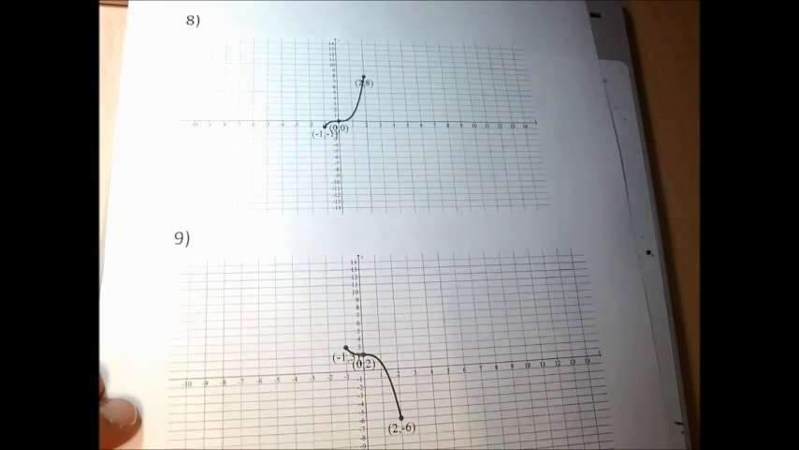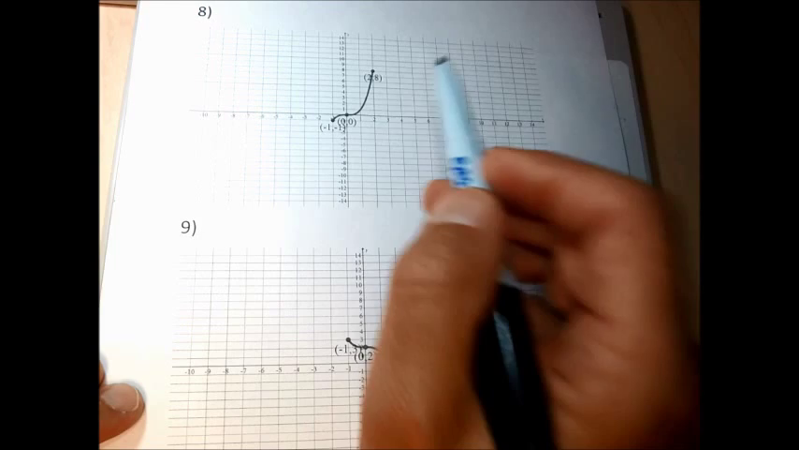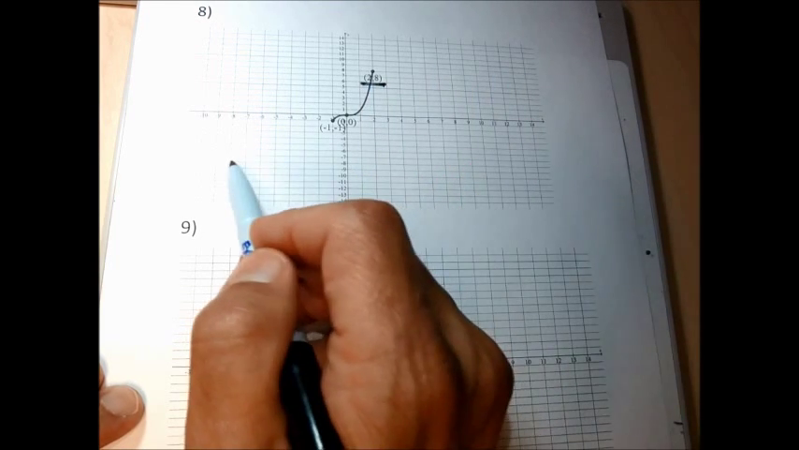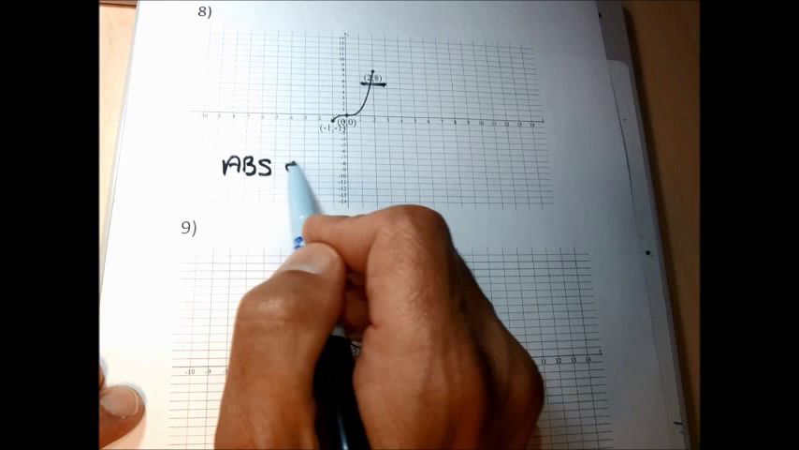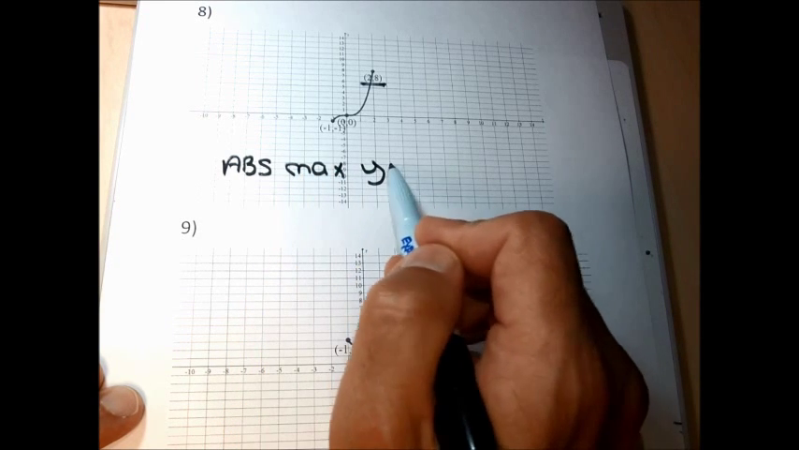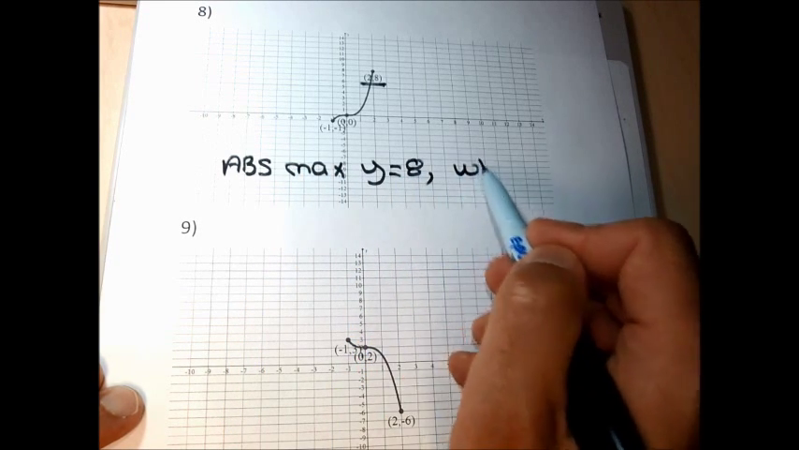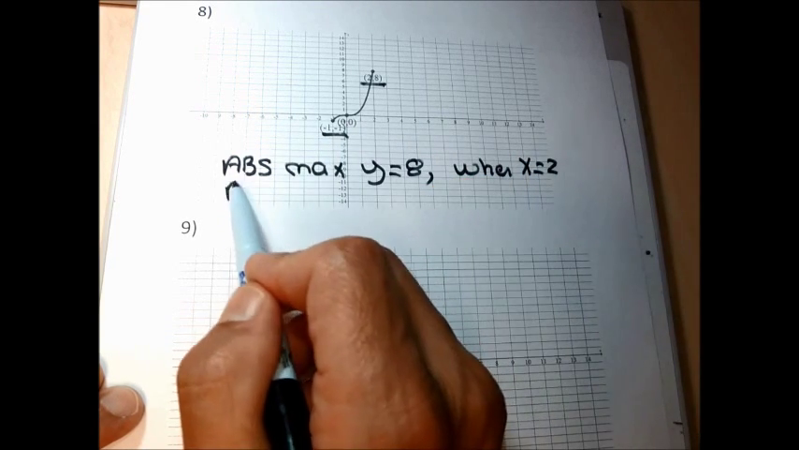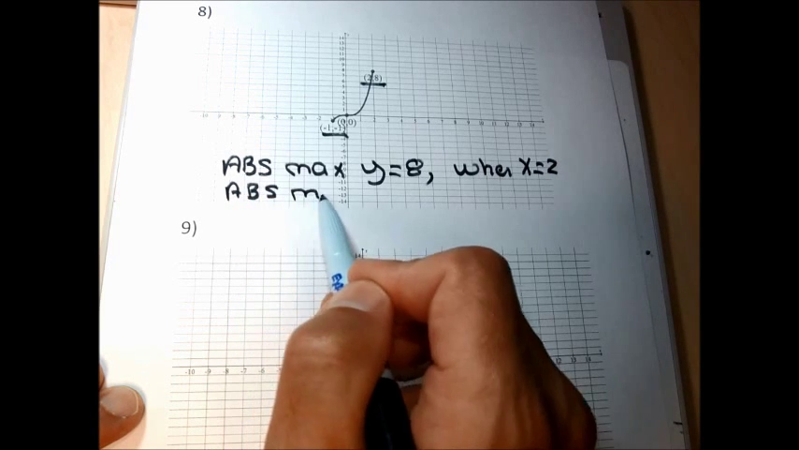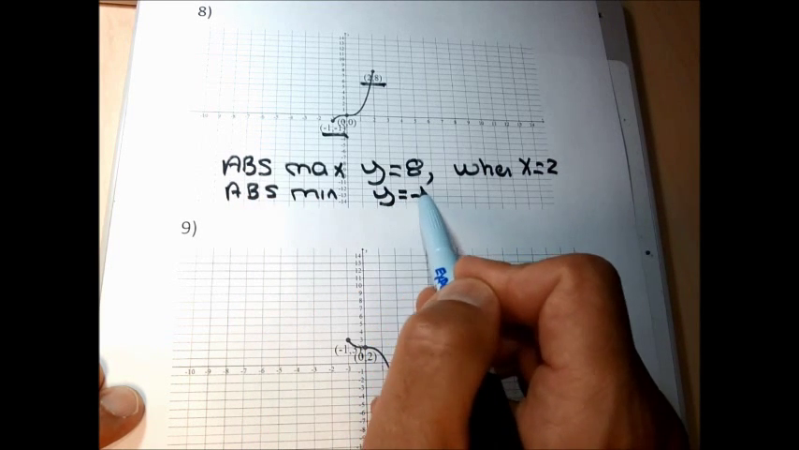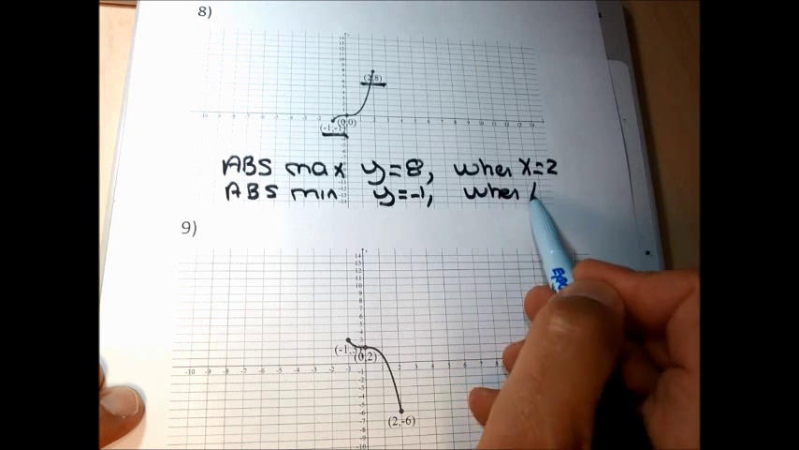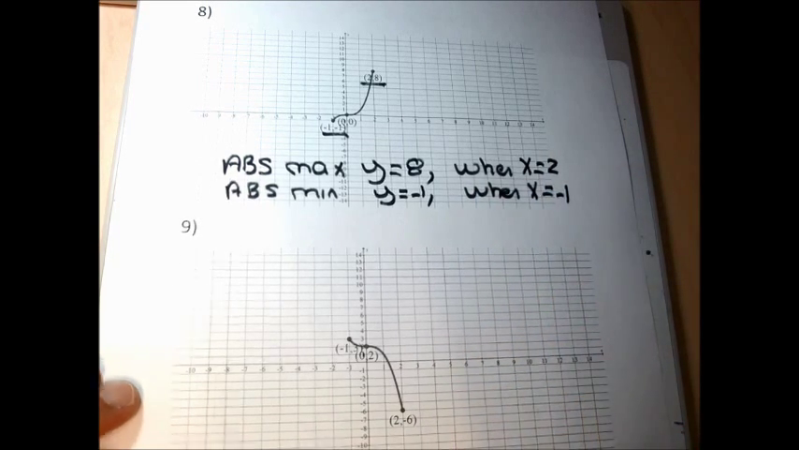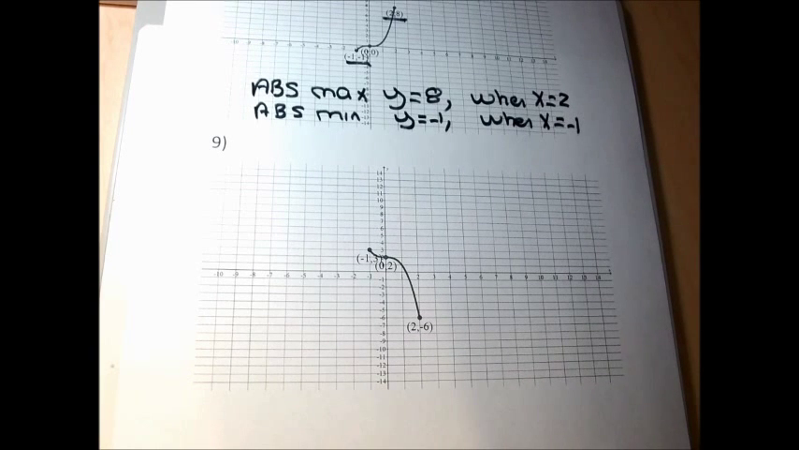All right, so for my number 8, the highest point is at 0.28. So I have an absolute maximum of y equal to 8. I'm going to say comma when x equal to 2. And that point's the lowest point. Its y coordinate is -1. So I'm going to say we have an absolute minimum of y equal to -1 when x equal to -1. So you should be able to do something similar for number 9, and that will be the end of the really easy problems, and then we'll get on to the kind of easy problems.